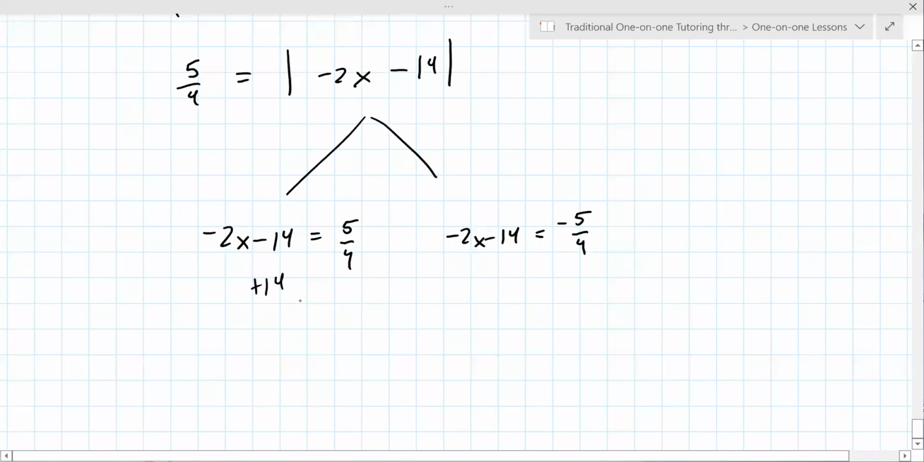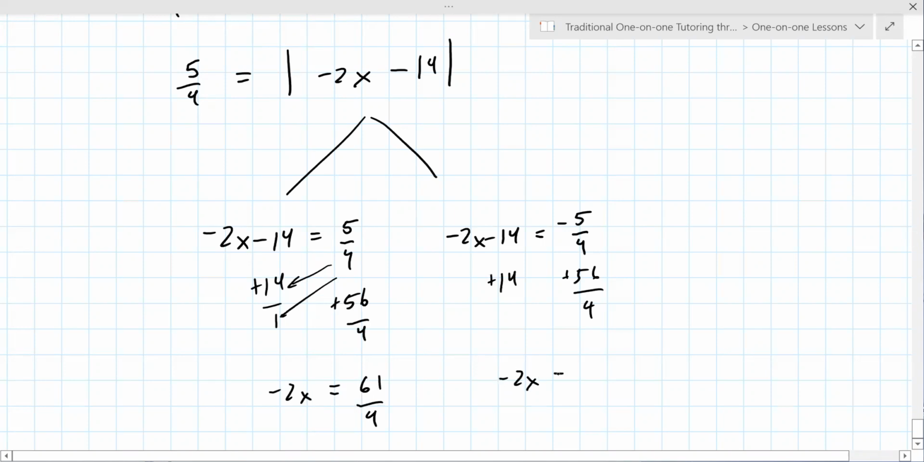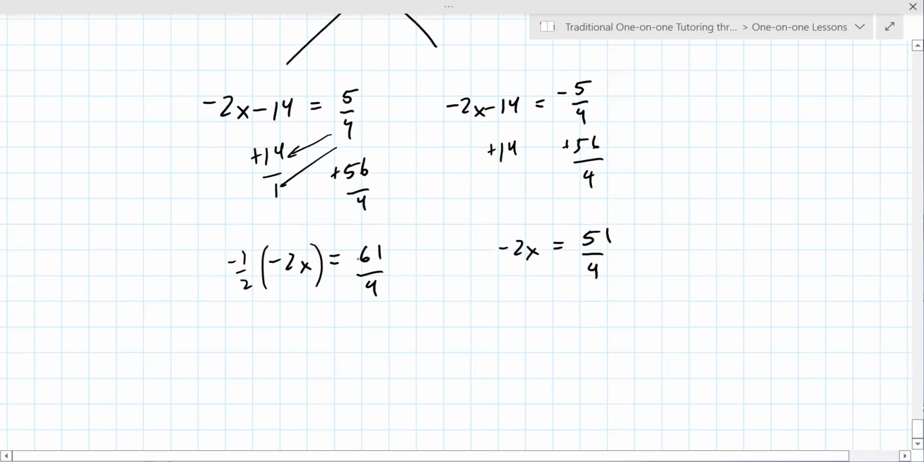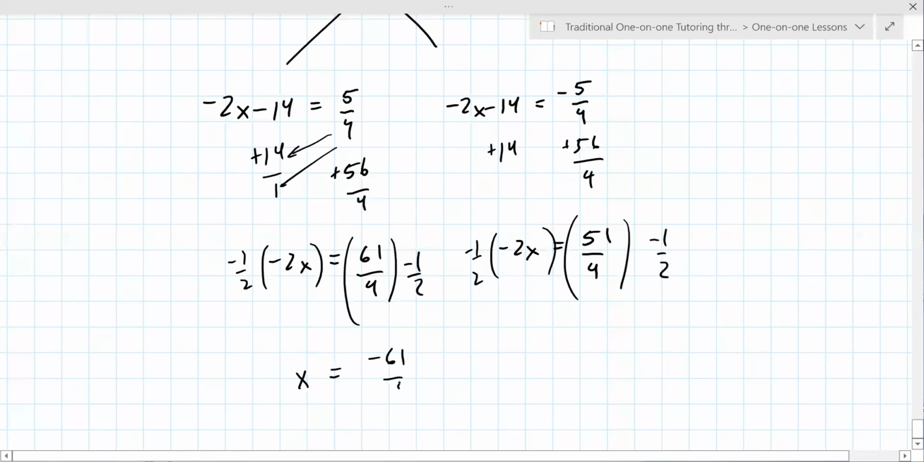You add 14 to both sides, but because you want that fraction to be over 4, you multiply both of these by 4. That's 56/4. So you get negative 2x equals 61/4. Negative 2x equals 51/4. And then you multiply by negative 1/2 to clear that fraction. So x equals negative 61/8. X equals negative 51/8. Okay.